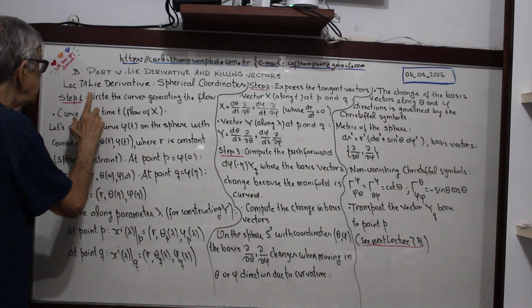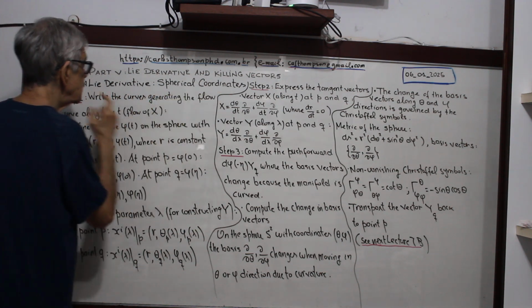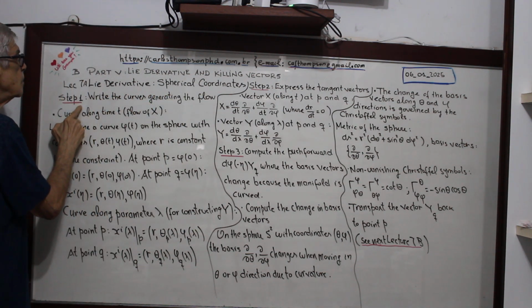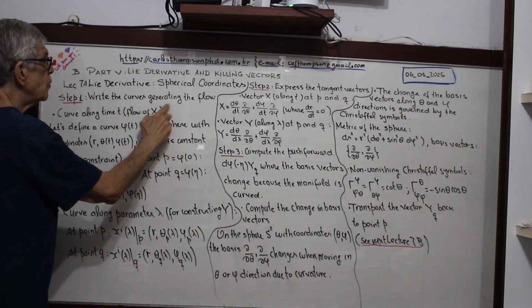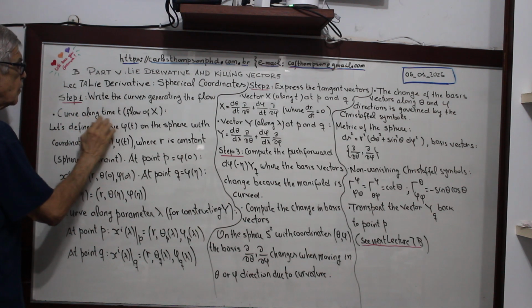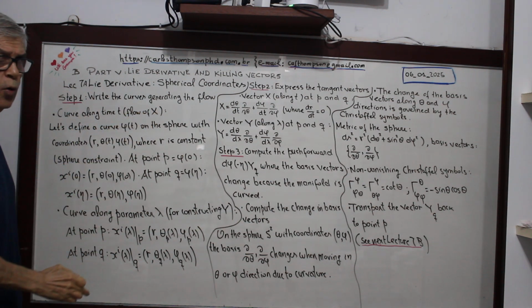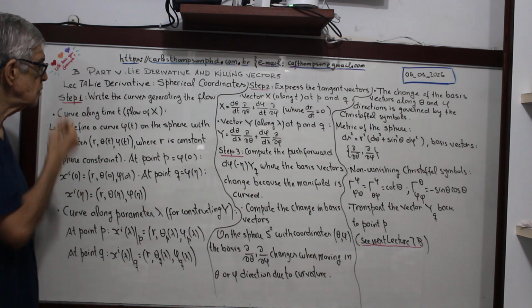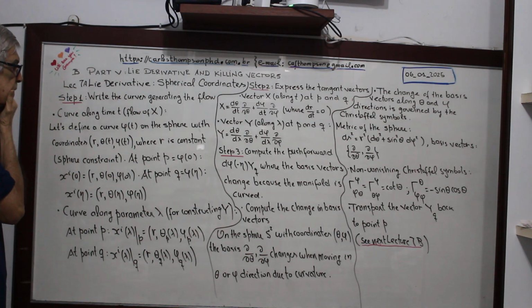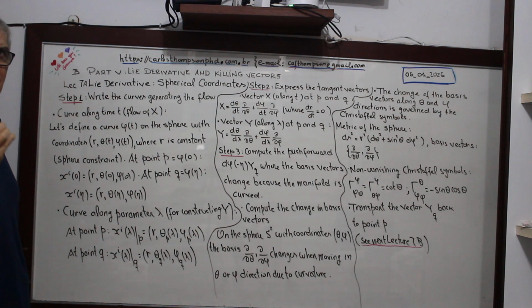Lecture 7a. Lie derivative. Spherical coordinates. Step 1: write the curves that generate the flow. First, the curve along time t. The flow of the vector field X is the tangent vector, the tangent vector to a curve generated by the real parameter t. t is a time.